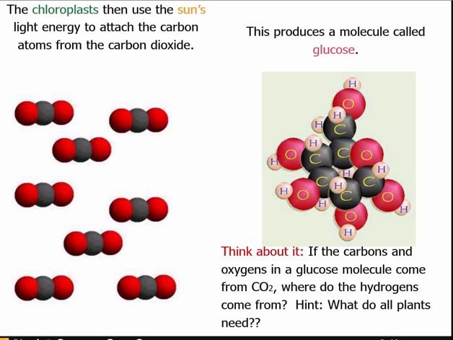So look carefully at the diagram on the left. The red atoms are oxygens and the black atoms are carbons. If you look at the diagram on the right, you see those black carbons from carbon dioxide and the red oxygens. And then there's also some hydrogens in there. Of course, the hydrogens are coming from a couple of sources, but water is a good source. So it says down below, think about it. If the carbons and oxygens in a glucose molecule come from CO2, where do the hydrogens come from? Hint, what do all plants need? Water, of course.